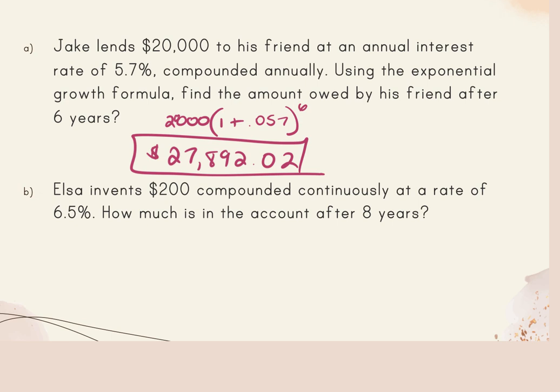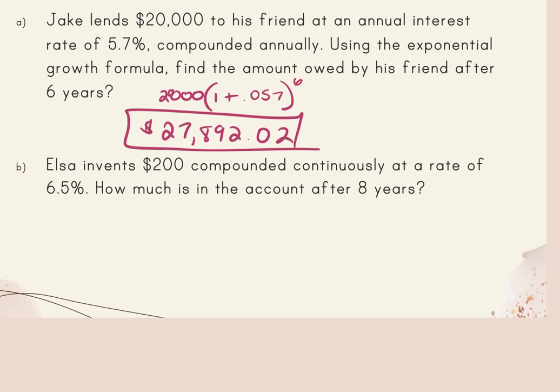Yeah, so you could write it as 20,000 times, like when you put it in the calculator? I know what I did wrong. I did 5.7 instead of 0.057. Yeah, that's a lot of money. You're basically multiplying by 5 every time, right? Yes. All right.